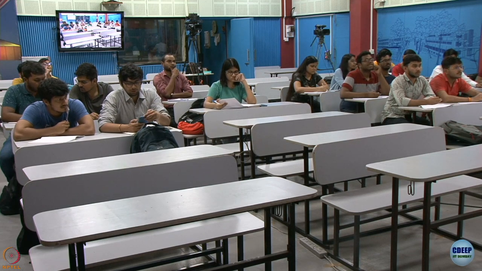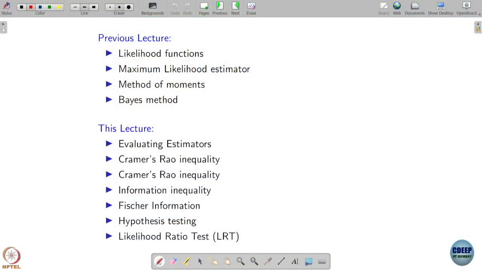So far we have discussed likelihood function, maximum likelihood estimator, method of moments, bias methods. And there is one more thing called expectation maximization algorithm. I will see that if I have time, I will come back to that. Any questions so far on this?